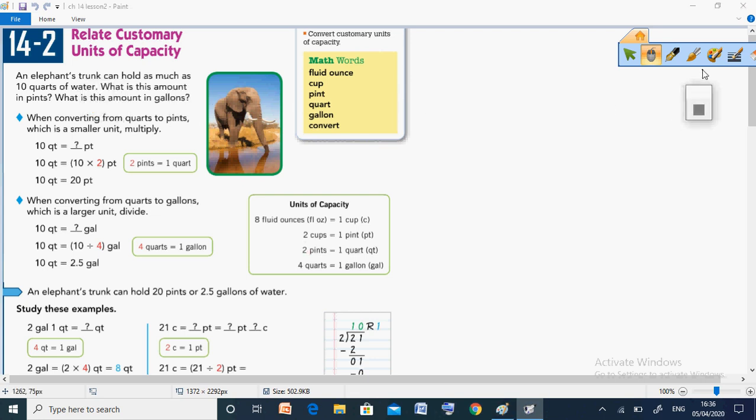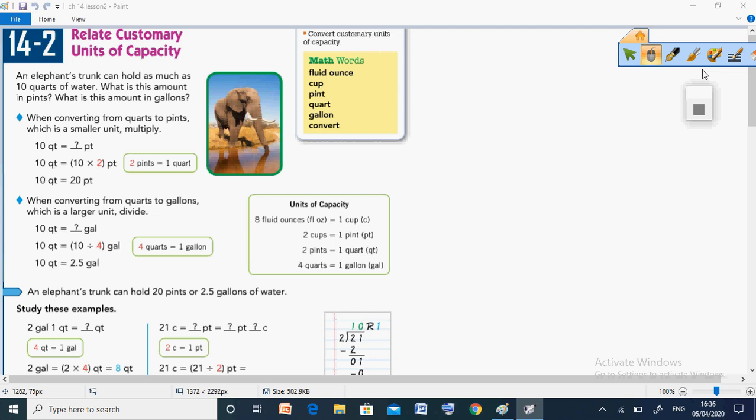Hello, in this video I'm going to explain how to convert between the units of capacity, or how to change from one unit to another unit. First of all, we have to know the units of capacity: fluid ounce, cup, pint, quart, or gallon. So this lesson is talking about how to convert between them.